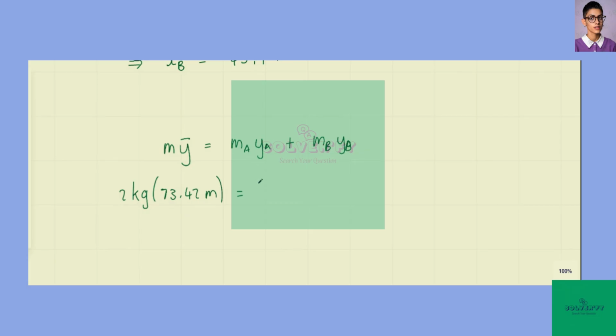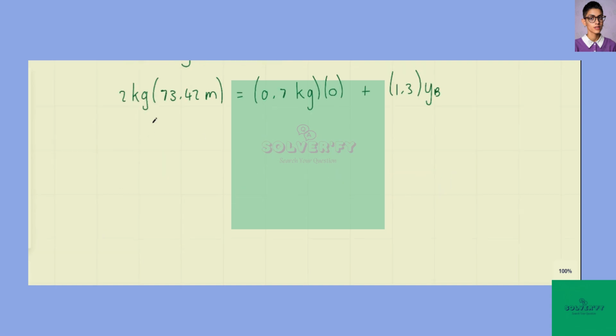And this will be equal to the mass of fragment A, 0.7 kg, times its y position, which is 0, since it's along the x-axis, along the ground, plus 1.3 times the y component of its position, yb, which we wish to solve for. So if we rearrange this equation, we have one equation with one unknown. We can solve for yb, and we get yb is 113 meters.